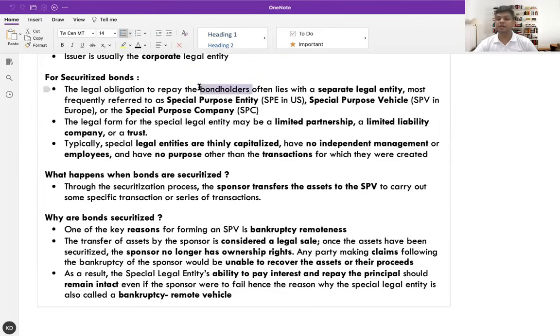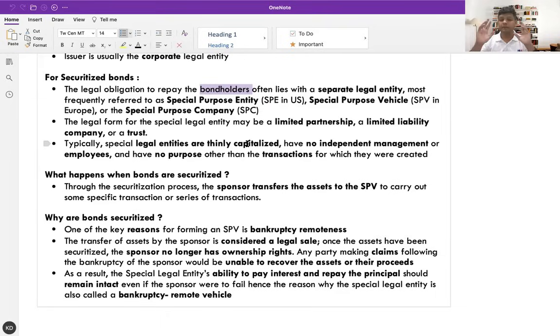So the legal obligation to repay the bondholders often lies with a separate legal entity, and that is called an SPV. The legal form for the special legal entity may be a limited partnership, a limited liability company, or a trust. The special legal entities are thinly capitalized, and they do not have management, or even employees. It's just a paper company. It's just a company on paper. They may not even have an office. All the assets are transferred from one company to another company, and that company then sells the assets. So it's just a transfer company, and that's why it's called a special purpose entity. Once the purpose is done, the entity is closed.